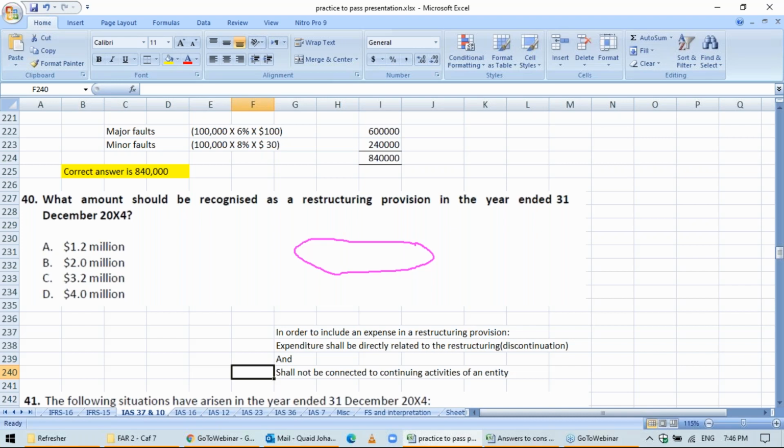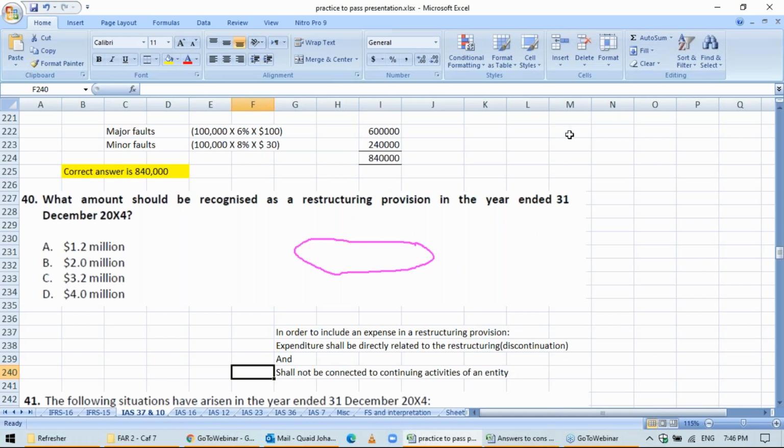Now suppose they make some employees redundant. So what happens? Redundancy is restructuring, connected to discontinuation, and those employees will not continue. So nothing to do with continuing operations. So both conditions are met. So these redundancy payments are part of the restructuring provision, right? So both conditions should be met. Suppose a payment occurs due to continuing business activities, it will never form part of the restructuring provision.